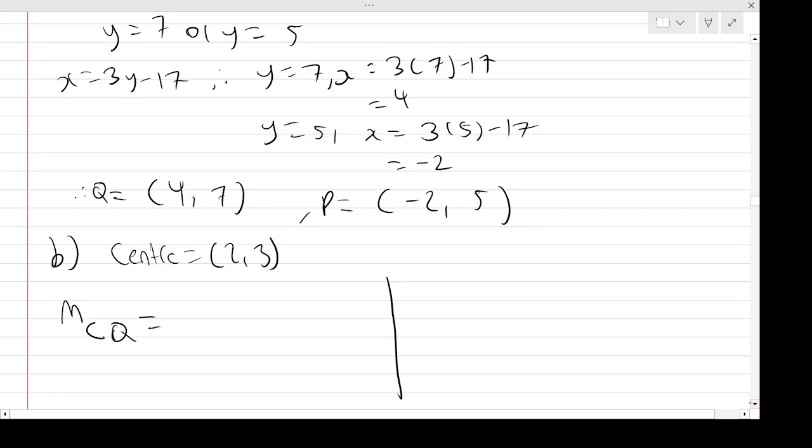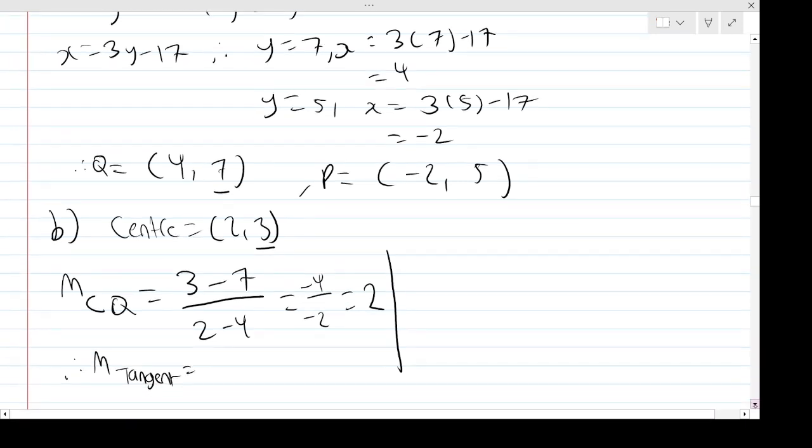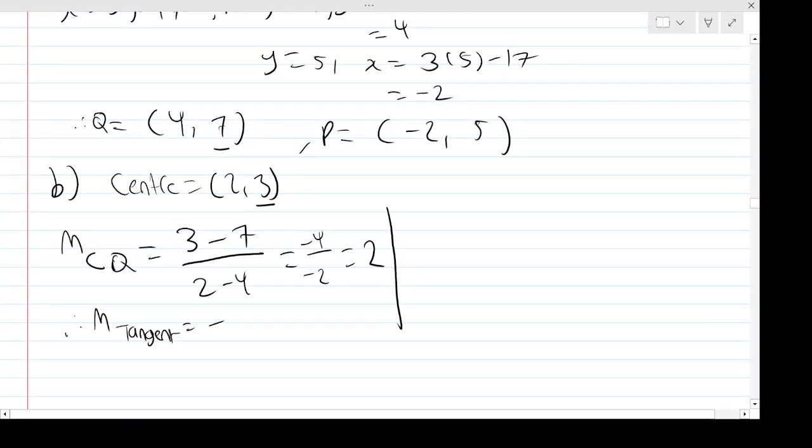That's then going to be change in y over change in x. So y at the centre is 3, take away the y at Q, 7. Then change in x, I'm going to do 2, take away 4. So 3 minus 7 is then minus 4, over 2 minus 4 is minus 2. That'd be positive 2 there. Therefore, the gradient of the tangent is the negative reciprocal because they're perpendicular. So negative of 1 over 2, the reciprocal of 2 is 1 over 2. There we are. Therefore, we can say y is minus a half x plus c.